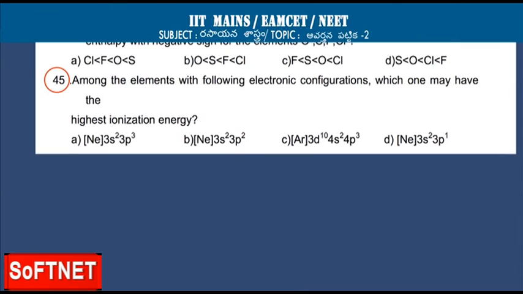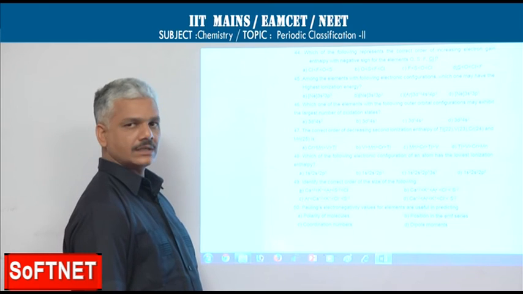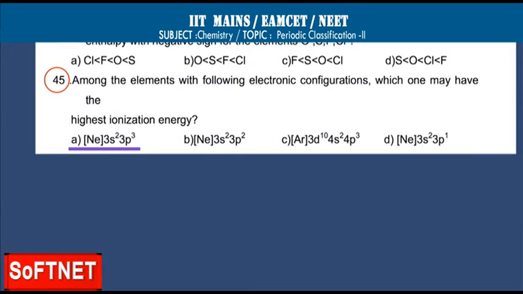Among the elements with the following electronic configurations, which one may have the highest ionization energy? The given options are A. Neon followed by 3s2 3p3, B. Neon followed by 3s2 3p2, C. Argon followed by 3d10 4s2 4p3, D. Neon followed by 3s2 3p1.